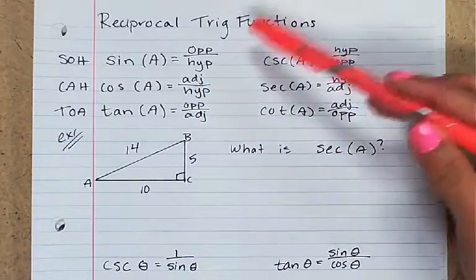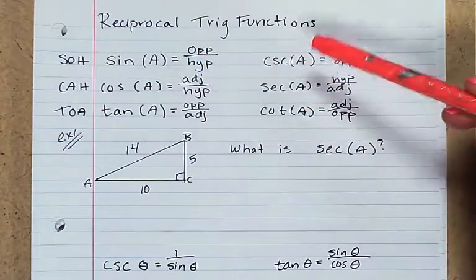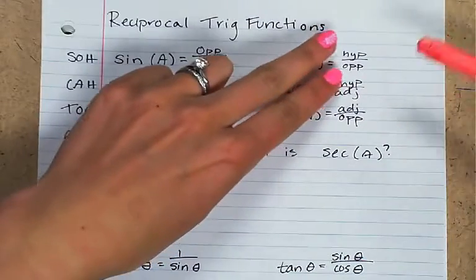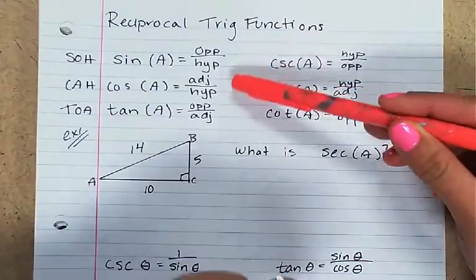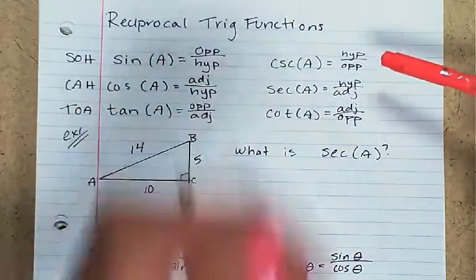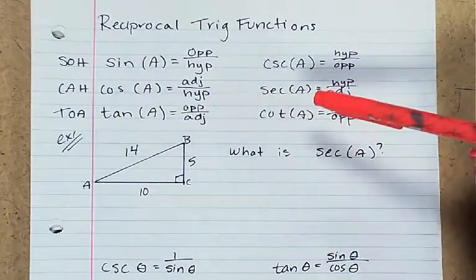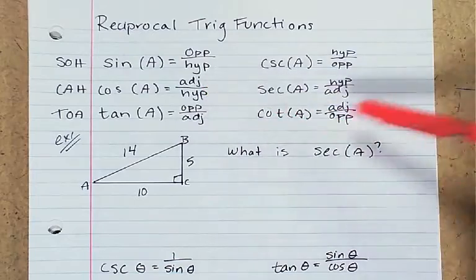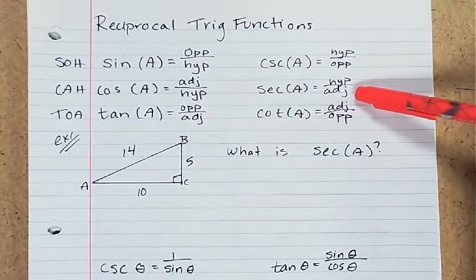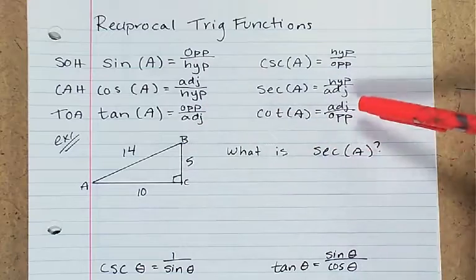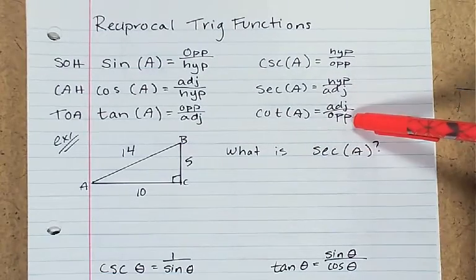So the reciprocal trig functions: the reciprocal of sine is called cosecant. All we do is take this fraction that was opposite over hypotenuse, we just flip it, and now it's hypotenuse over opposite. The reciprocal of cosine is secant. Again, we just flip this, and it becomes hypotenuse over adjacent. And the reciprocal of tangent is cotangent. When we flip that, it becomes adjacent over opposite.